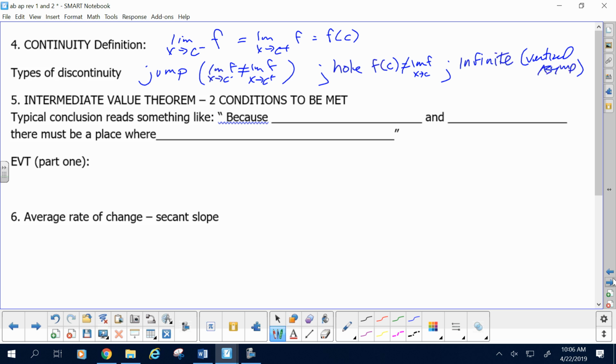Intermediate value theorem. Typical conclusion reads something like, because... what's the condition for intermediate value theorem? Continuous and differentiable, or just continuous? Just continuous. Because f is continuous, and then there's some kind of between component. For example, velocity equals zero is between this point where the velocity is negative and this point where the velocity is five, something like that. Then there must be a place where f equals whatever they ask for.